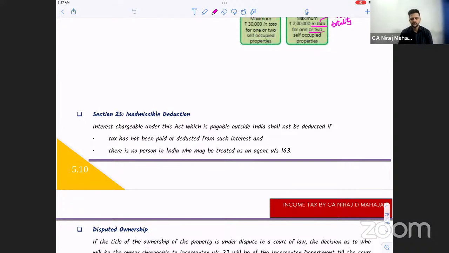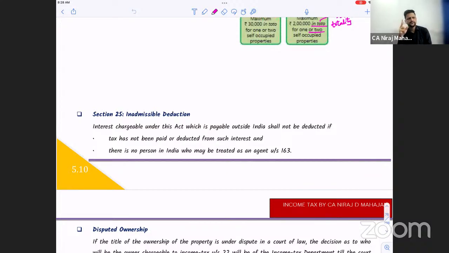Section 24(b). What is the upper limit of how much we can claim? There are certain rules. It depends on the type of property. First is let out or deemed to be let out. There is no upper limit, no ceiling limit for 24(b) interest deduction. There are upper limits in the case of self-occupied properties. Now there are a couple of conditions. If all those conditions are satisfied, only then the ceiling limit is 2 lakhs. Otherwise, the ceiling limit becomes 30,000.